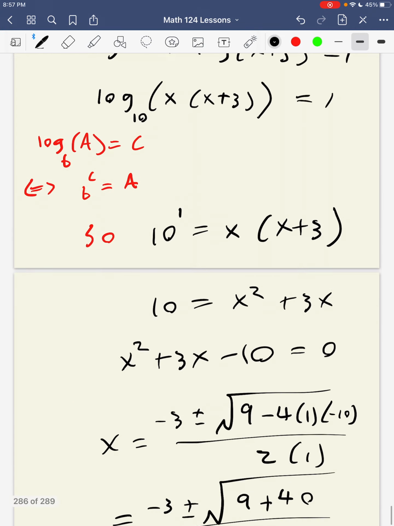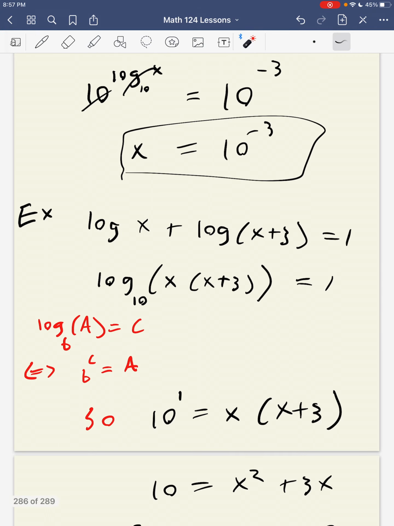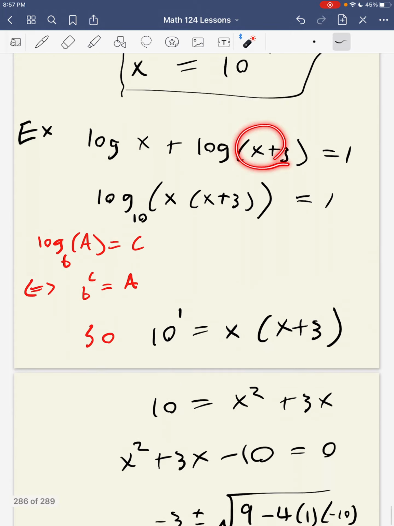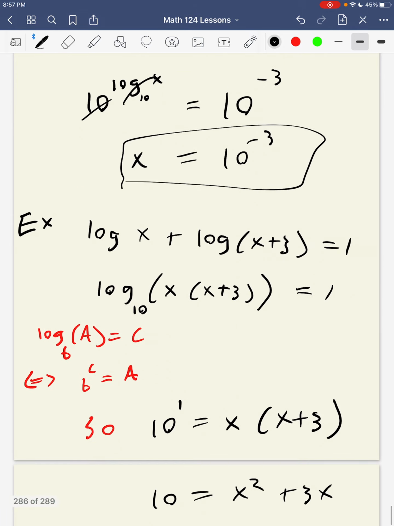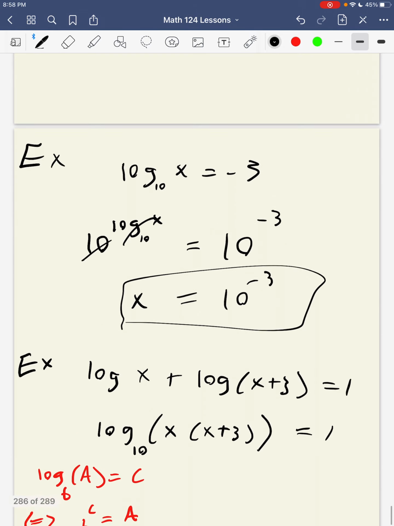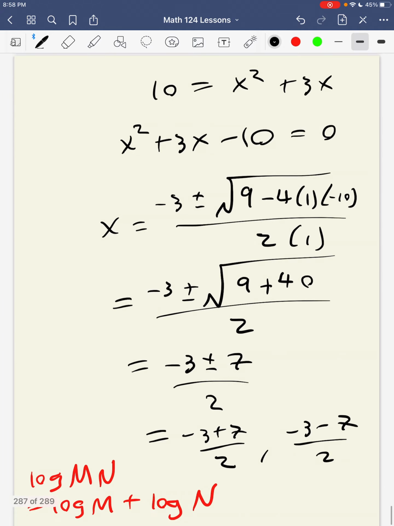Similarly, if we go back to our last problem, we have to plug in numbers bigger than 0 or bigger than negative 3. So we actually have to throw away this number. It was a solution to the equation, but it was not in the domain of the original equation. So we have to be careful about that.